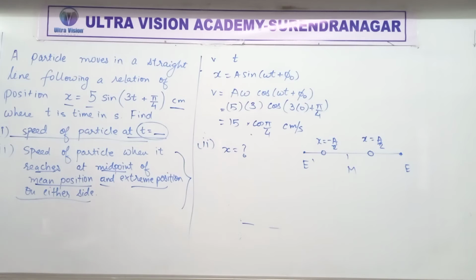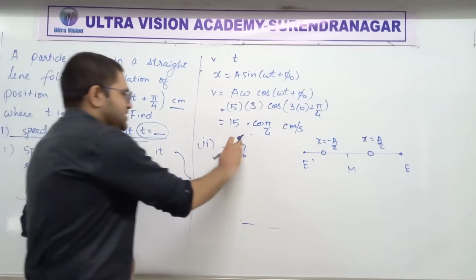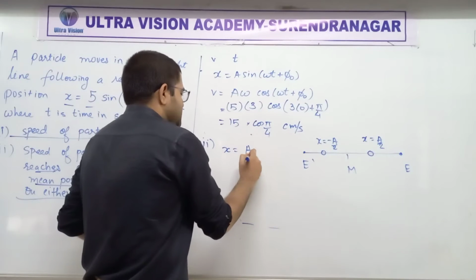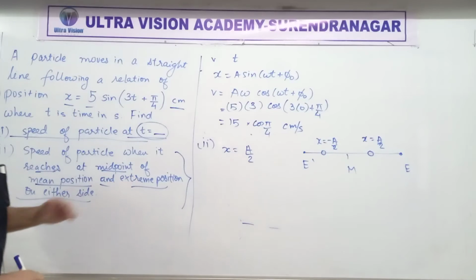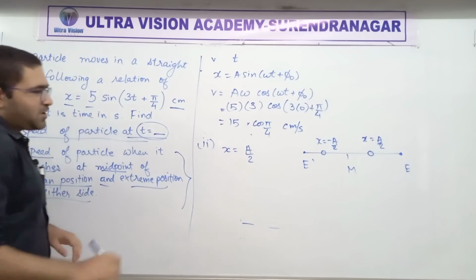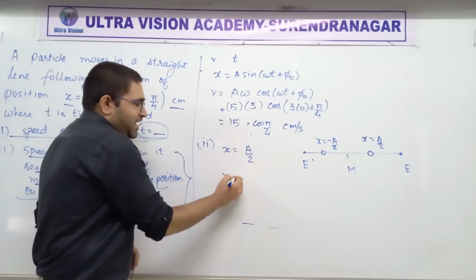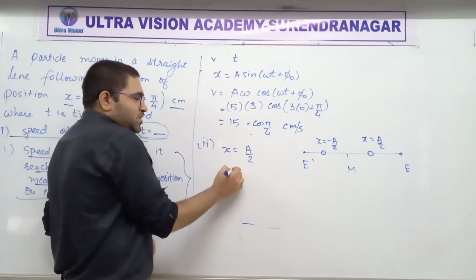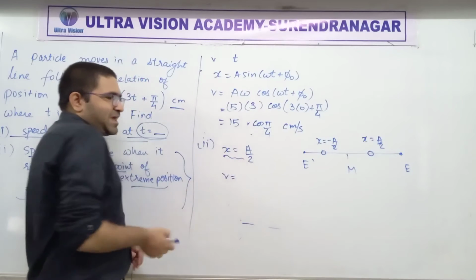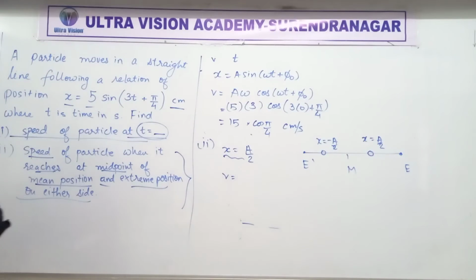Well, now once we have a value of x, this is so easy, isn't it? So x is a by 2, right? If we want, we can put a value of a as 5, but I'll do that later. We want to find speed. So how do we find speed? Speed is the magnitude of velocity. So what's the relation of v with x in simple harmonic motion? For simple harmonic motion, what's the relation of v with x?